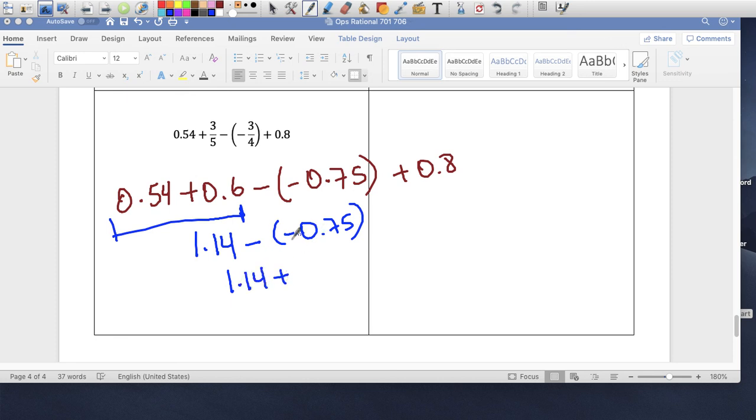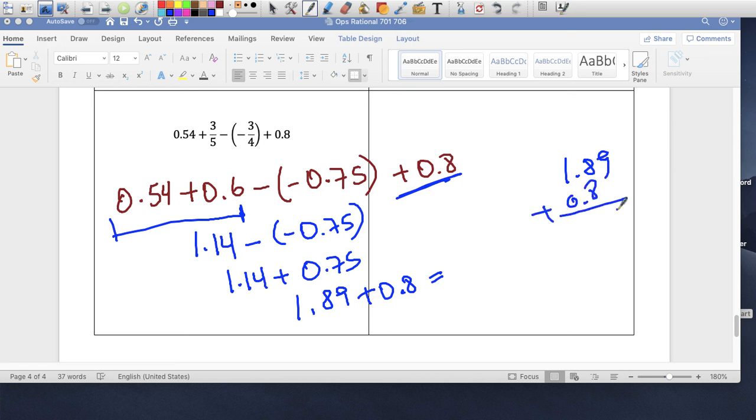I'm going to subtract this fellow here. 1.14 plus the opposite of negative 0.75 is 0.75. If I add, they're both positive, so I'm going to get 1.89, which I'm going to finally add to 0.8. Again, they're both positives, so it's 1.89 plus 0.8, which is 2.69. So that's my final answer.